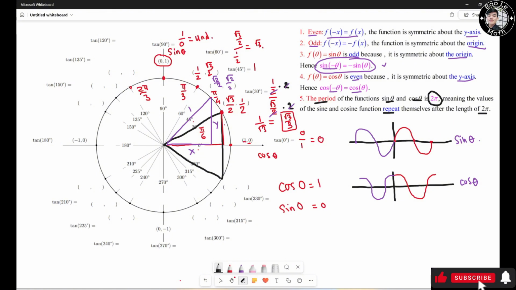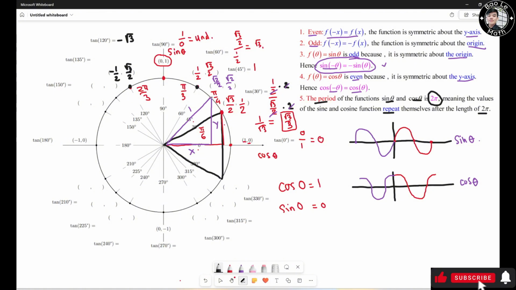Now, this guy and this guy right here are symmetric about the y-axis, so they have the same y value, opposite x value, right? So it should be negative 1/2, root 3 over 2, right? And tangent of 120 degrees, which means tangent of 2 pi over 3, is y over x, right? So it's going to be root 3 over 2 divided by negative 1/2, which is going to be negative root 3.